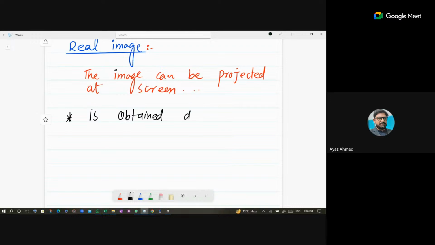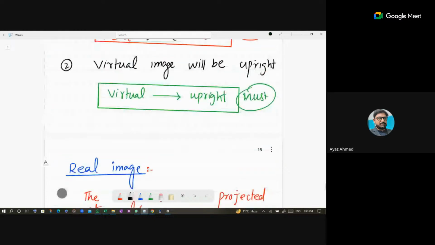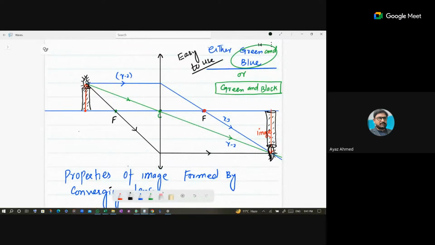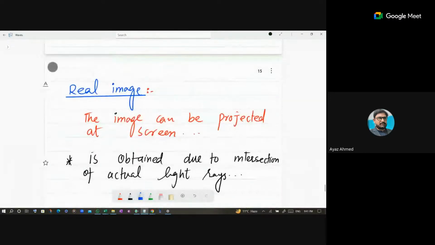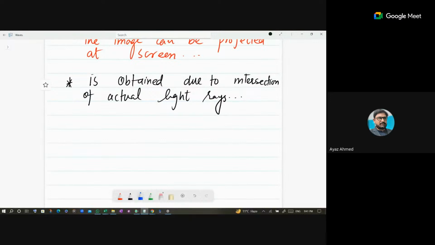A real image is obtained due to the intersection of actual light rays. Here we notice that the light rays have converged, and they are passing through or intersecting each other at a single point. So here we produce an image, and that's why it is called a real image. Is it clear?